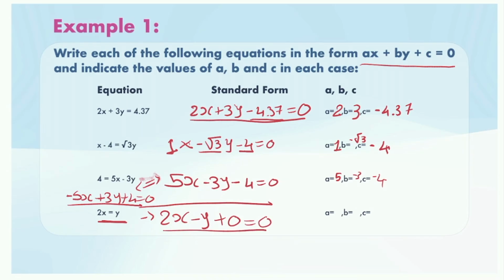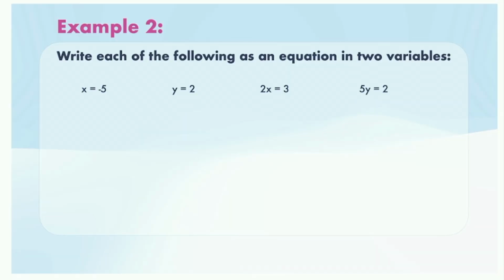This is standard form. Now, if you compare it with ax plus by plus c equal to 0, a will be the coefficient of x, that is 2 only. So I have to write here 2. Now b equal to minus 1, the coefficient of y, that is minus 1. So b equal to minus 1. Now c equal to 0, you can write c equal to 0. So this is your example 1. You have learned how to convert a linear equation in two variables into standard form. Standard form is ax plus by plus c equal to 0. How to find a, b, and c. Right now, example 2.